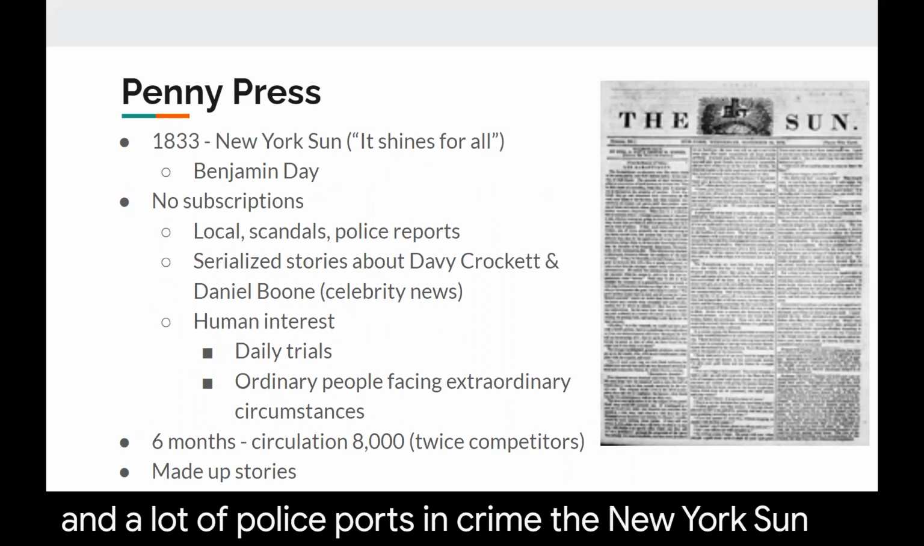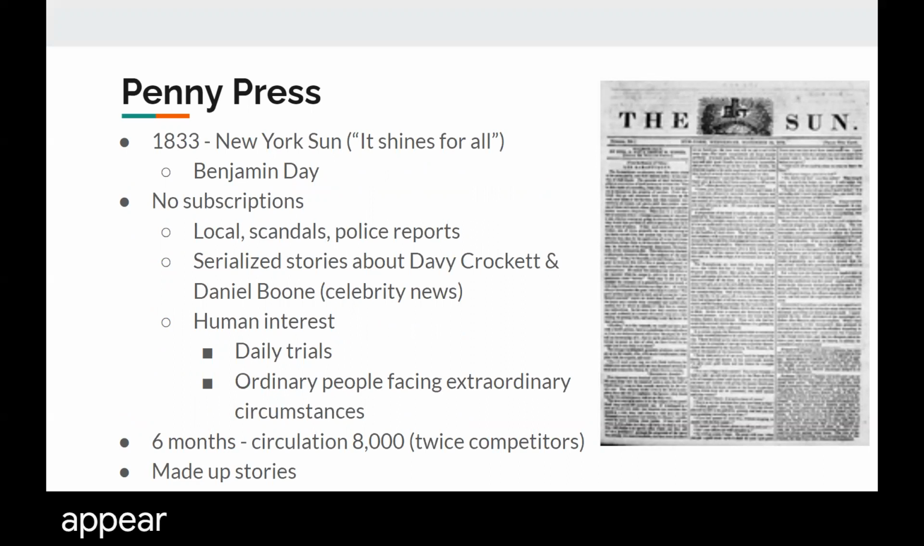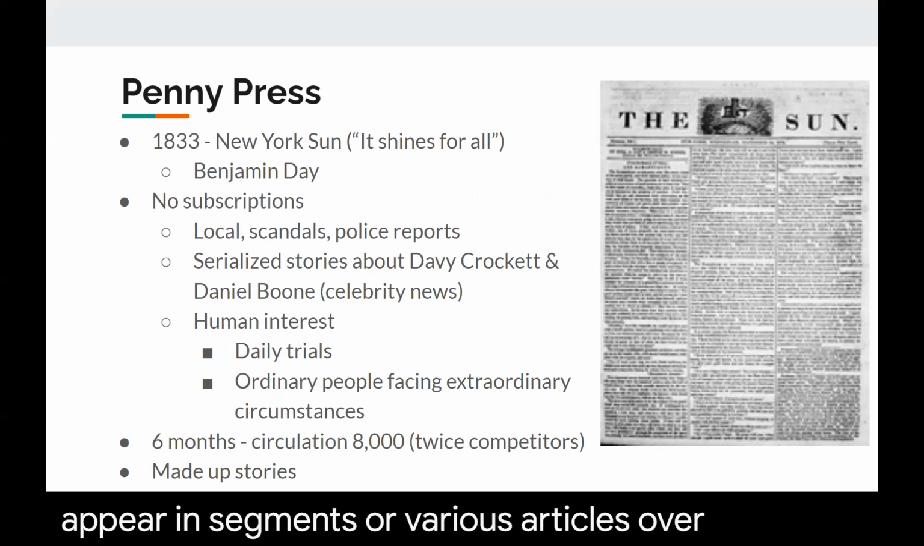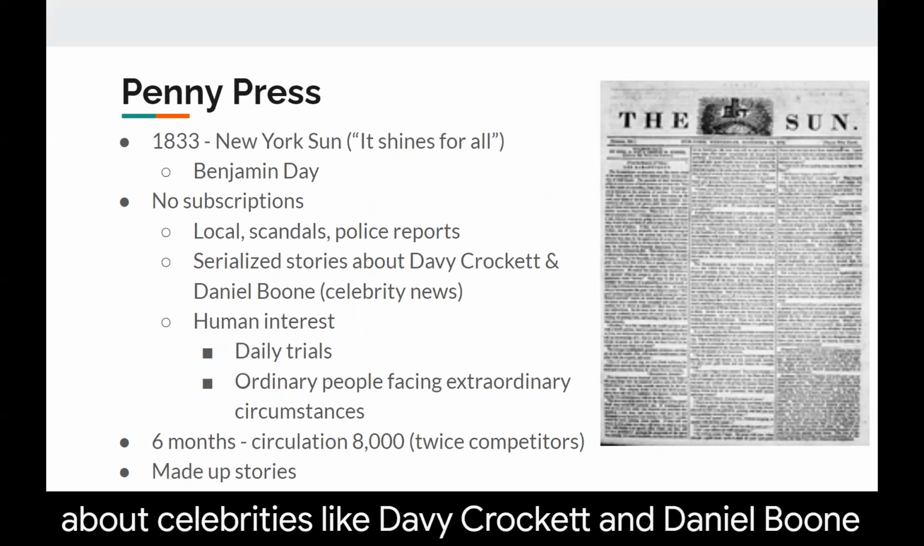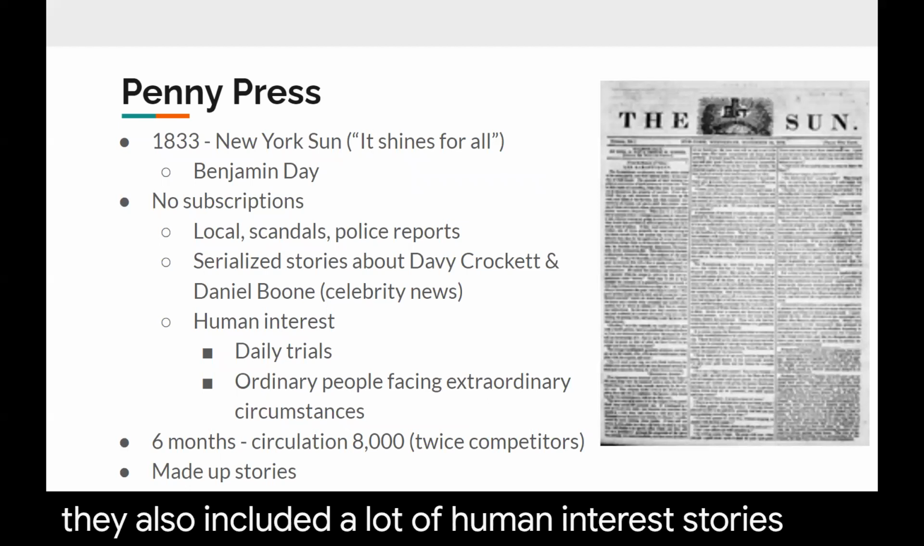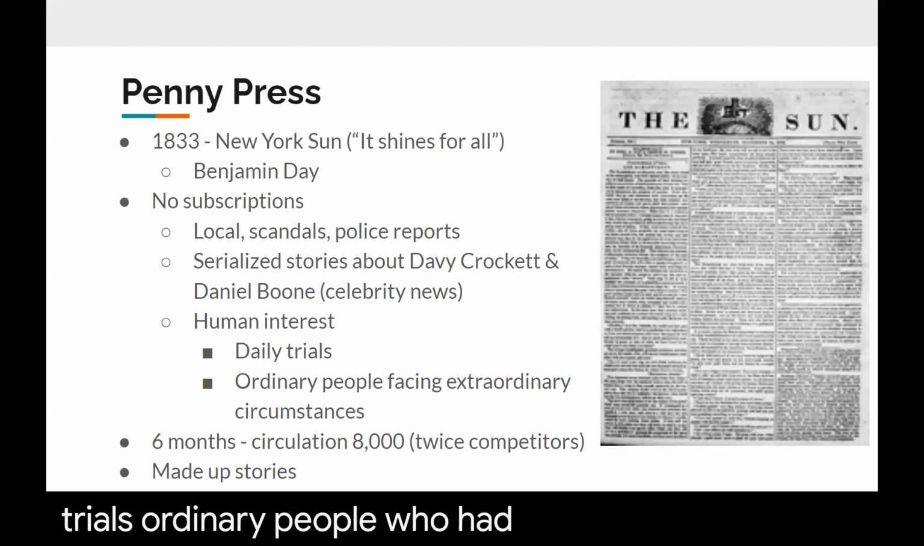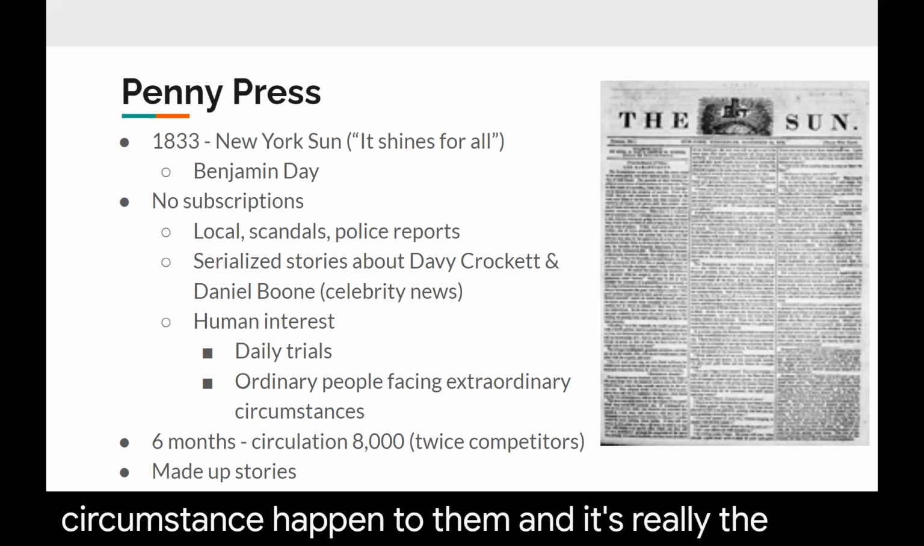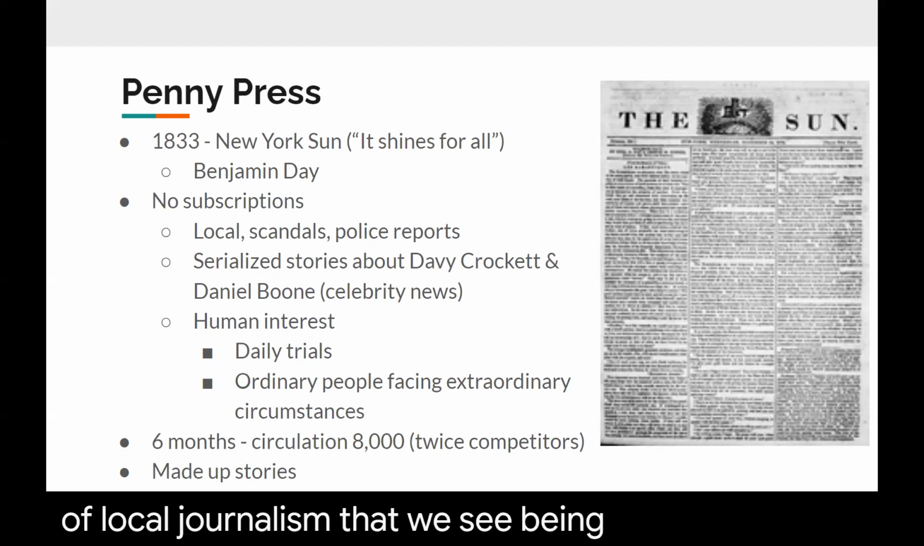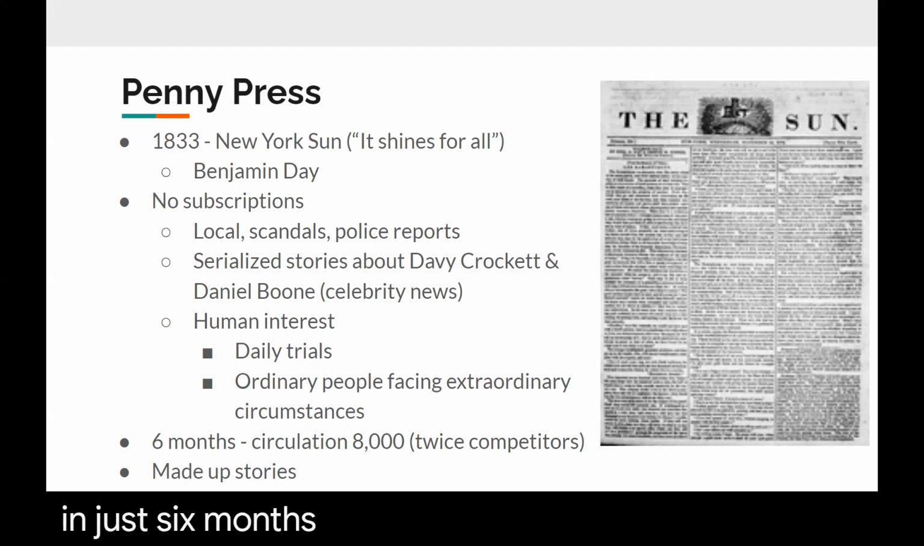The New York Sun also included serialized stories, or stories that would appear in segments or various articles over time, about celebrities like Davy Crockett and Daniel Boone. They also included a lot of human interest stories, daily trials, ordinary people who had some extraordinary circumstance happen to them. And it's really the kind of local journalism that we see being pushed out now. In just 6 months of it being published, the circulation of the New York Sun was over 8,000, which was twice its largest competitor. The only problem with the New York Sun, they tended to make up a lot of stories because of their focus on sensationalism. So we don't really have the true objectivity and elite journalism that we would hope for.